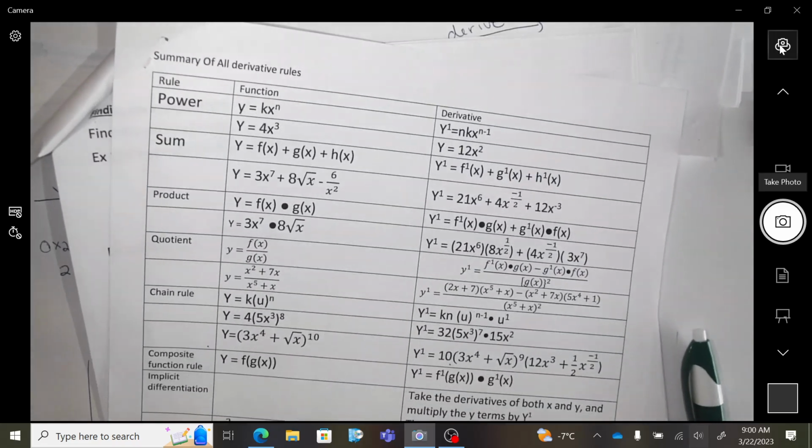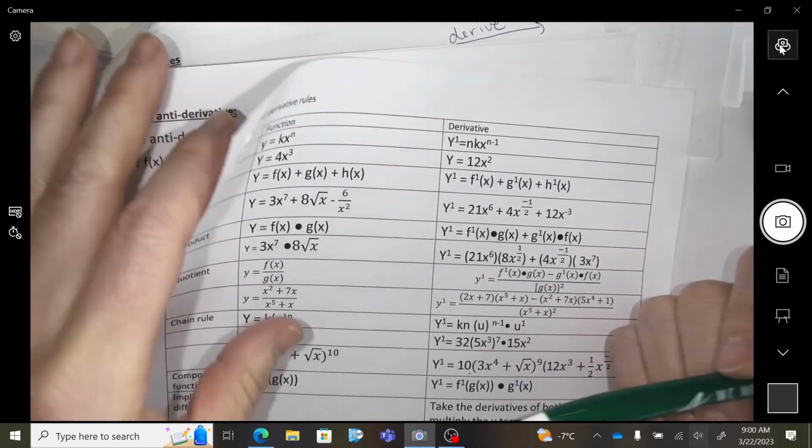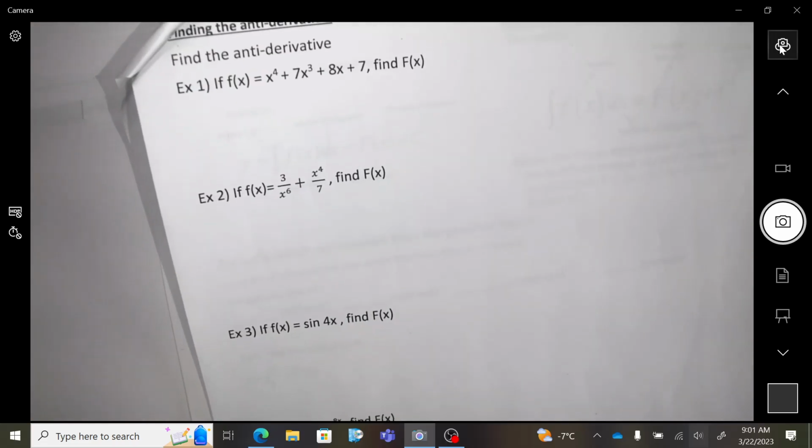Okay, so I found this paper, something like this, or I'll give you a different one. Got all those rules from it. Okay, finding the antiderivative.